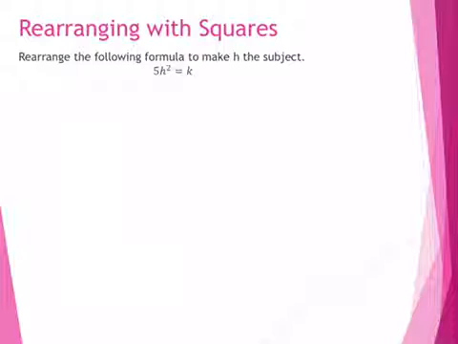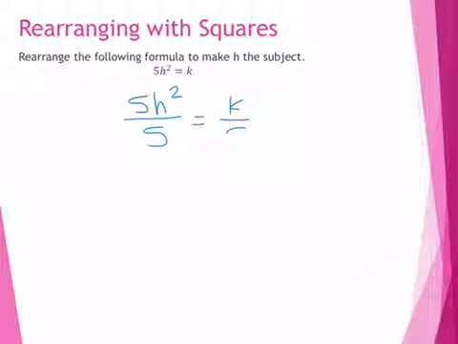So in this first example, we've got that 5h squared equals k, and we're asked to rearrange it to make h the subject. So I'm going to start off by getting rid of the 5, and at the moment it's multiplying, so we're going to divide by 5. So we'll have 5h squared divided by 5 on the left, and k divided by 5 on the right. And of course the two 5's on the left, top and bottom, will cancel each other, so I'm given that h squared equals k over 5.